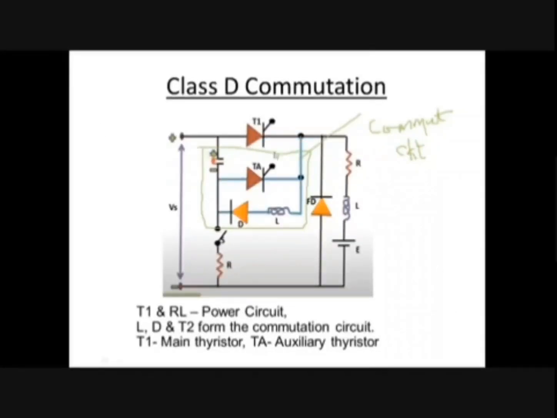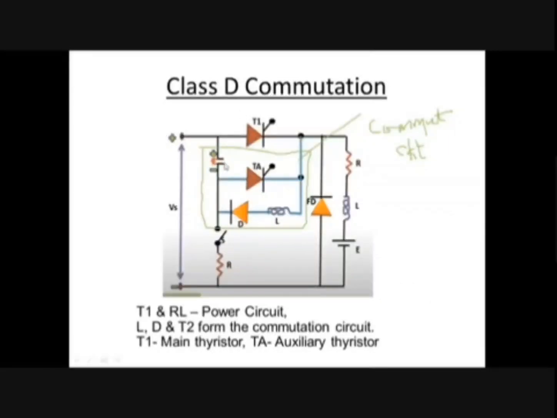First assumption is that switches are ideal, meaning the losses in the switches are zero. Second, we assume that initially the capacitor is charged as per the polarity marked. Initially, both the thyristors will remain in the off state, meaning the load will not be connected with the supply.